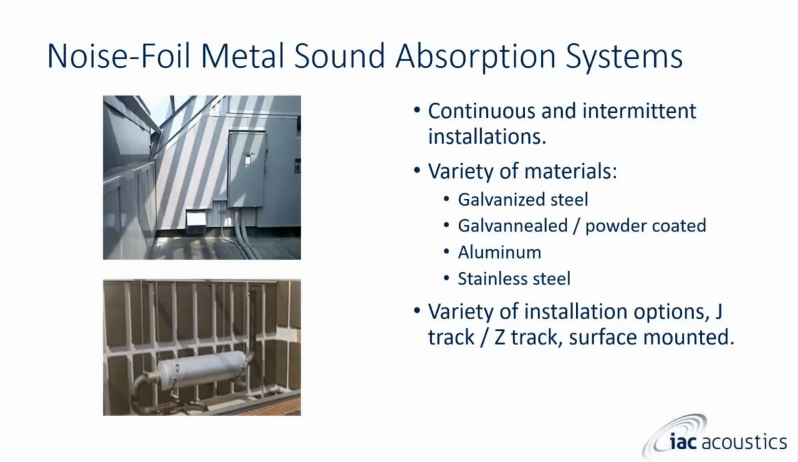IAC Acoustics noise foil sound absorption systems are available in a variety of shapes and sizes. They're also available in a variety of materials of construction, and they're available with a variety of finishes and mounting methods. We can supply panels made of galvanized steel, galvannealed steel, aluminum, and stainless steel. The aluminum, galvanized, and galvannealed panels can be provided either with a mill finish or with a powder-coated finish. The panels can be installed either continuously or intermittently, depending on the desired coverage, the appearance, and the potential for any obstructions at the site.